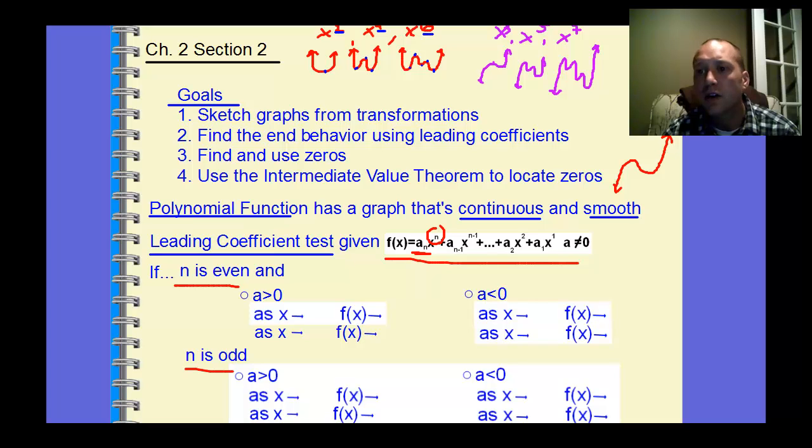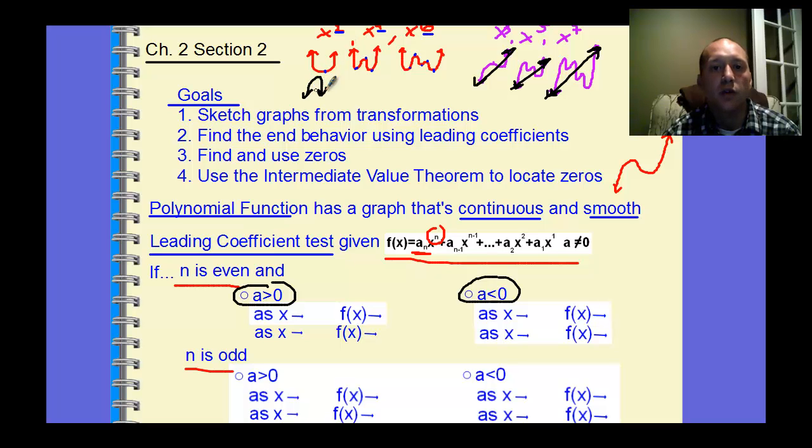Notice how in the end behavior, the arrows are going opposite directions. We still think left to right at this graph. Left to right, this graph is going upward, so that'd be like a positive. Arrows go opposite directions here. Now that's the even odd degree, which tells us the shape of the function. Whether the leading coefficient is greater than 0, positive, or less than 0, negative, describes if the function is increasing, going upward, or decreasing, going downward.